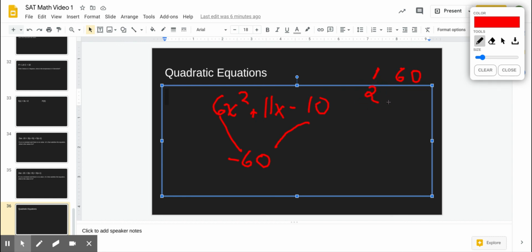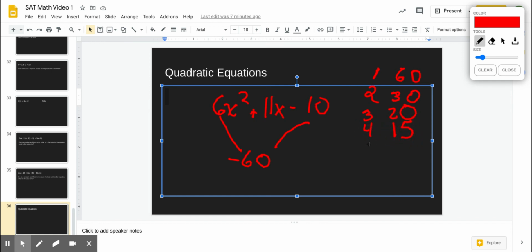So 1 and 60, 2 and 30, and as one side goes up, the other should go down. So you can do it this way, or whatever way you think is easy for you. Then we have 3 and 20. Does that work? No. And then we have 4 and 15.